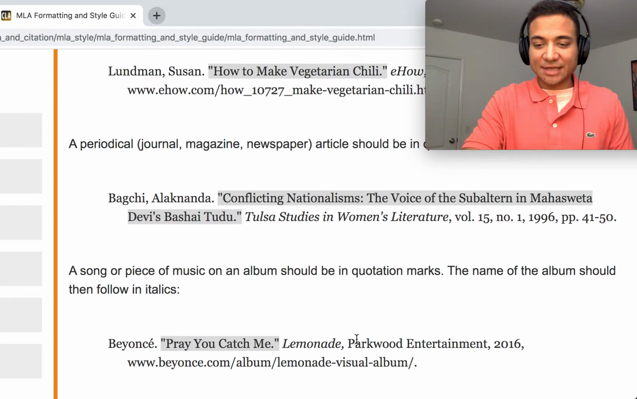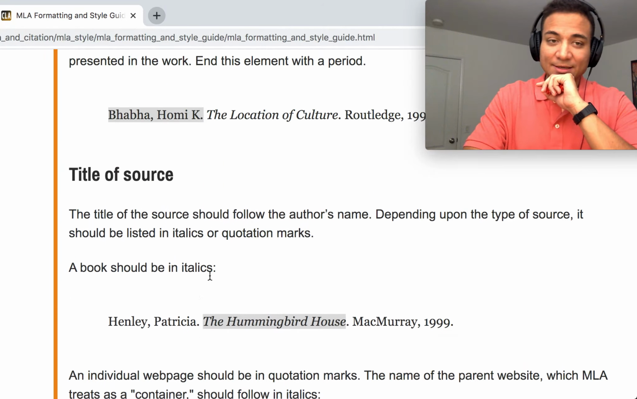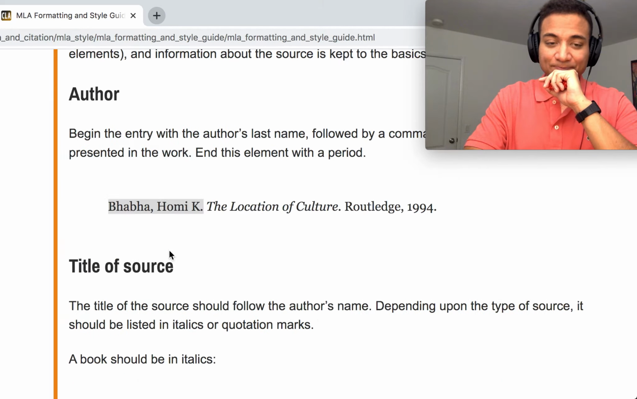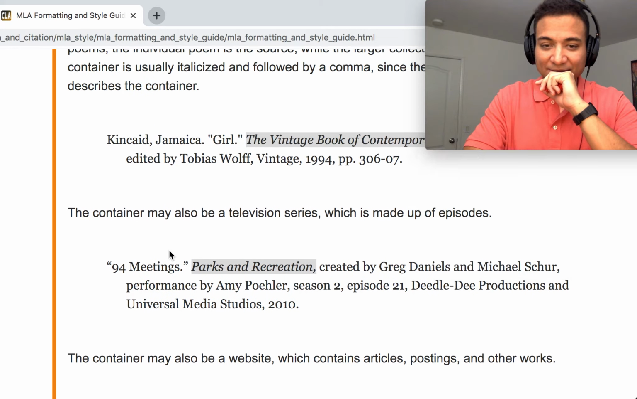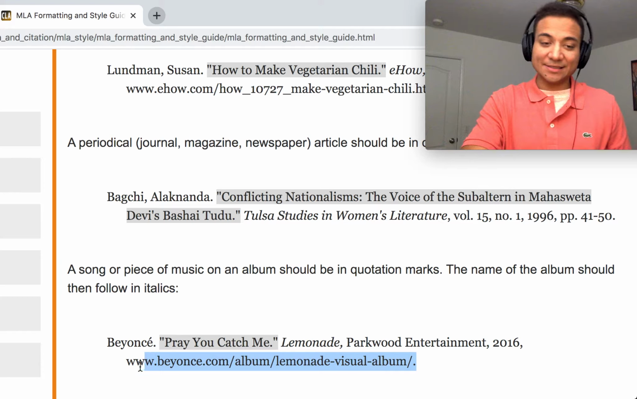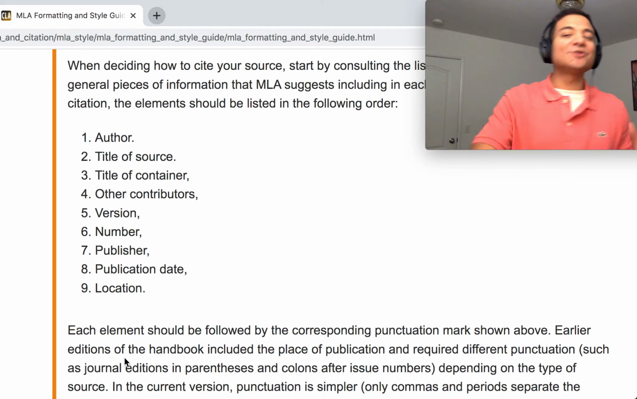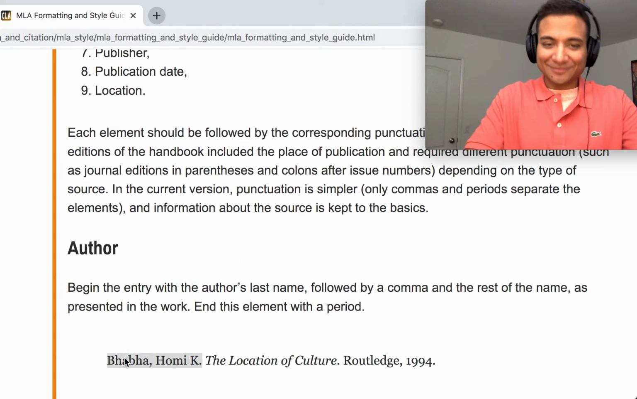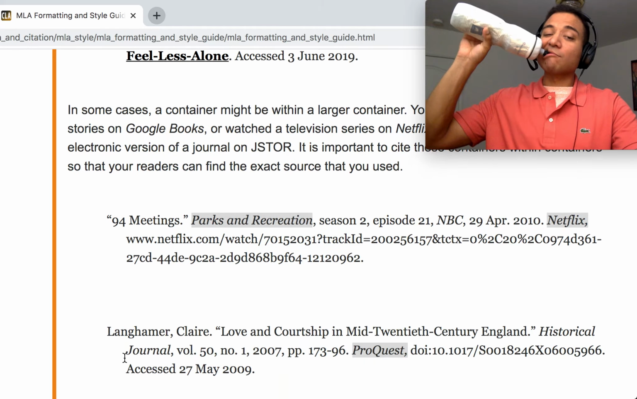Here's the container, this album. This is the publisher, Parkwood Entertainment, right? The date of publication, 2016. And this has a link in this case, so it has a location. Remember, we're only working with the details that we know, which is what we're going to be doing for homework. I think you guys are getting this.